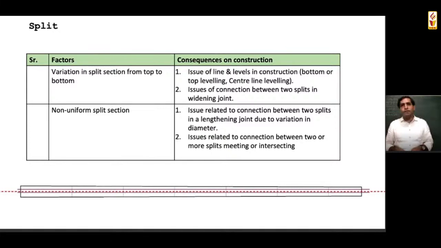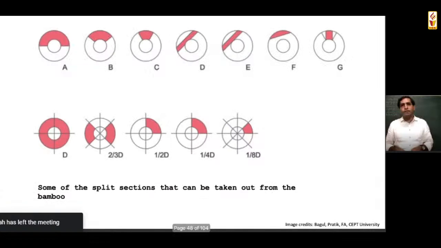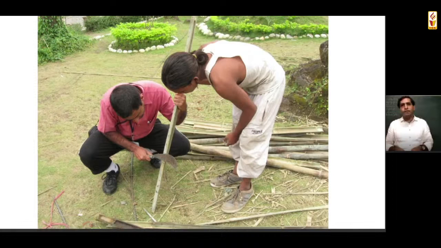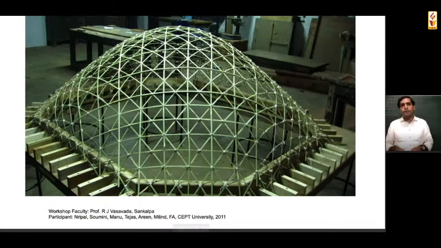As I was saying, I've been working a lot with split bamboo. Let's go to the next part. So you'll get some of these forms in split bamboo. Go next. Now it is possible to make synclastic, anticlastic and monoclastic forms in bamboo. The only issue is if you look at the end condition.